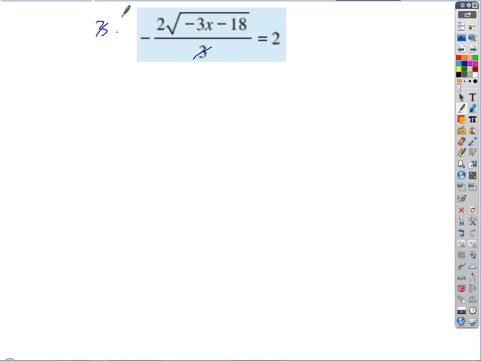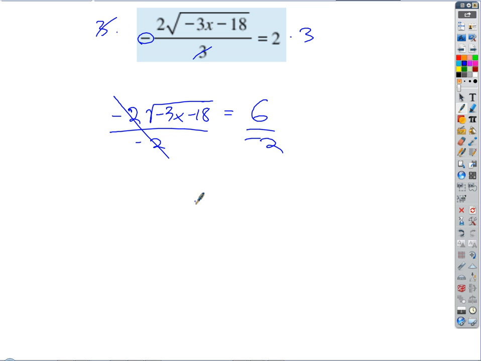So those cancel, right? And that's going to give me a 6 on this side. So then I've got negative 2 times the square root of negative 3x minus 18 equals 6. That's a negative 2. So now what? Divide by negative 2, how about? Good idea. So those cancel, and I get the square root of negative 3x minus 18 equals negative 3.